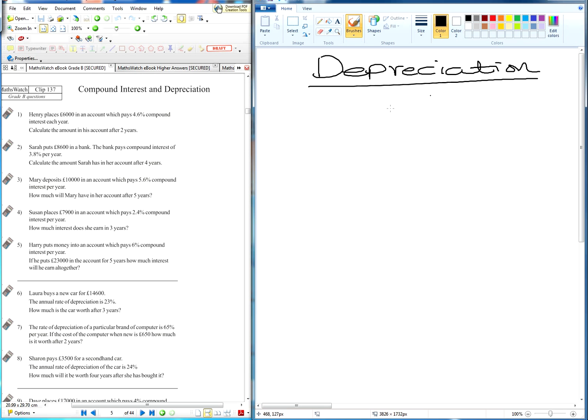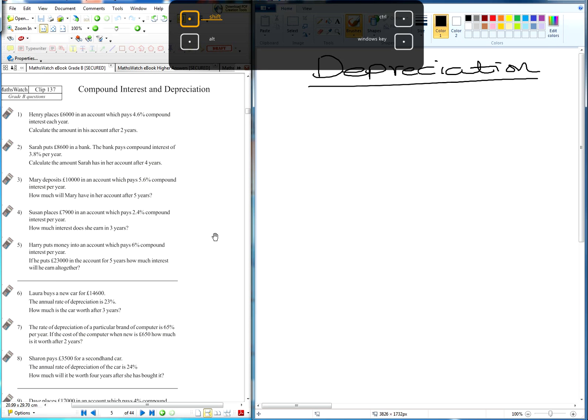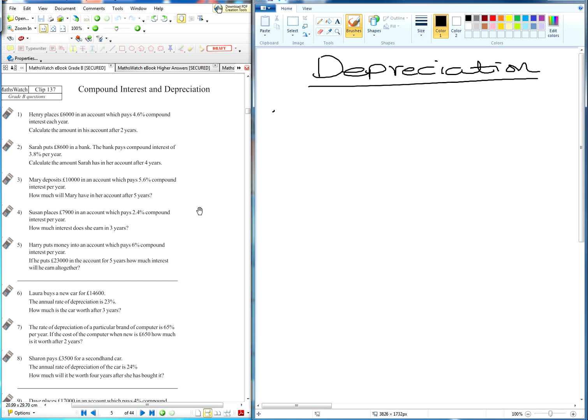So depreciation, let's have a look at this. We've got here, a loader buys a new car for question number 6 for £14,600. The annual rate of depreciation is 23%. How much is the car worth after 3 years? So we're going to use that style of question.